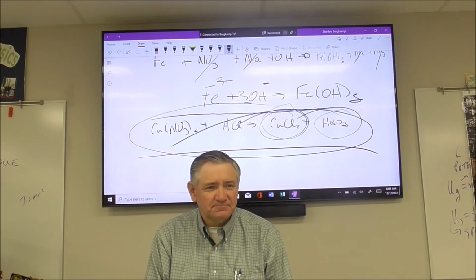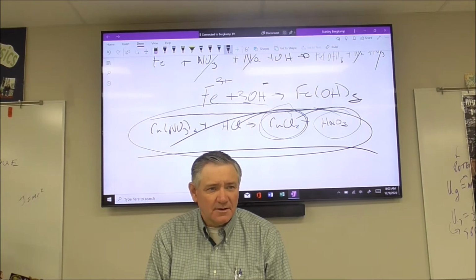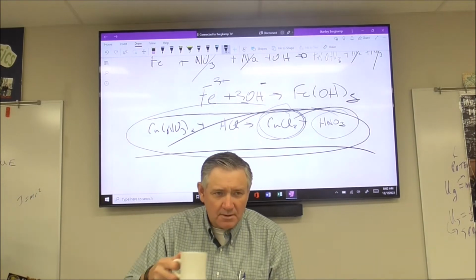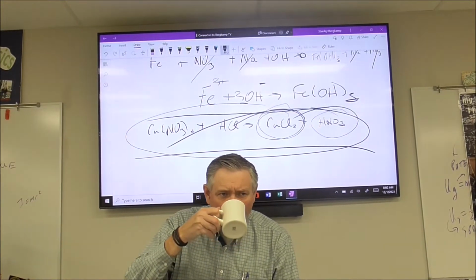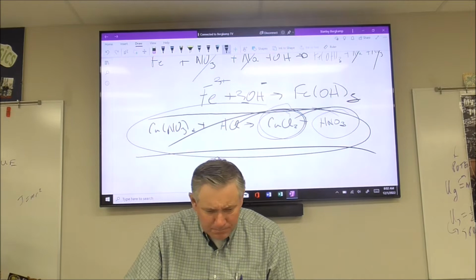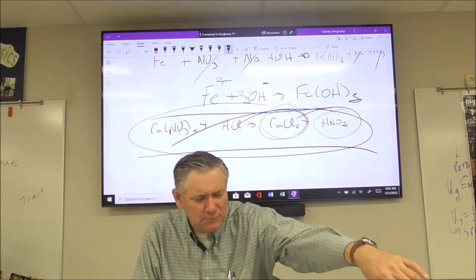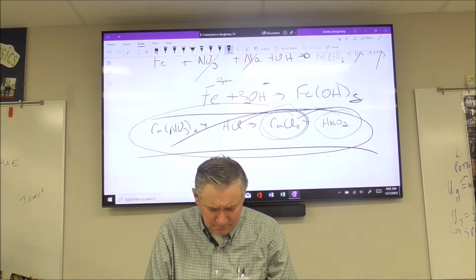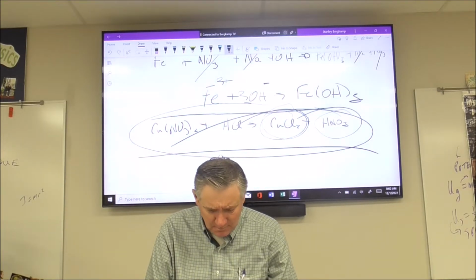Yes, ma'am. On the colorful paper, on the chloride one, it says that copper chloride is insoluble. Oh, it's only got the precipitate. It has a 1+ next to it, so it might be copper 1. I think you're wrong.